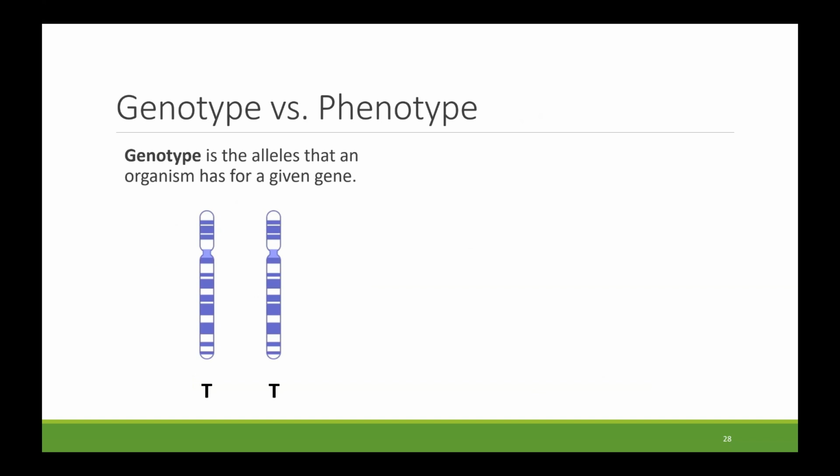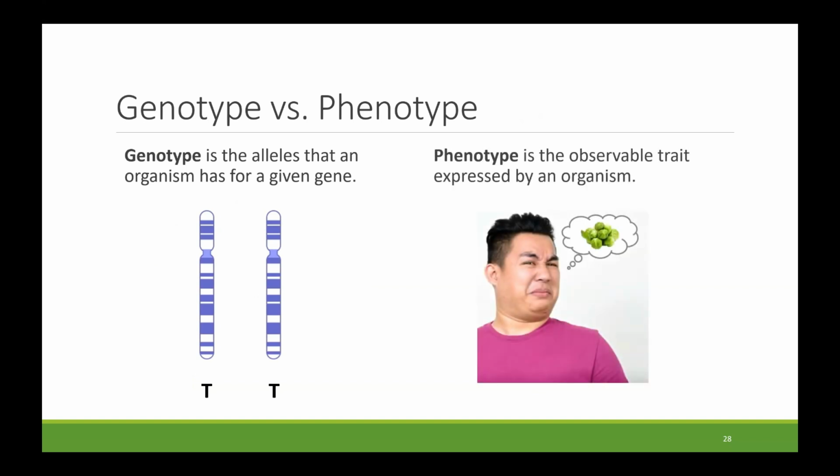The counterpart to genotype is phenotype. Phenotype is the observed trait that is expressed by an organism. So if your genotype is that you have the dominant allele on both chromosomes, then your phenotype is that you can taste PTC. You can taste this bitter chemical that is present in many vegetables. That is the physical manifestation of what is found in your genes. So think phenotype, physical.